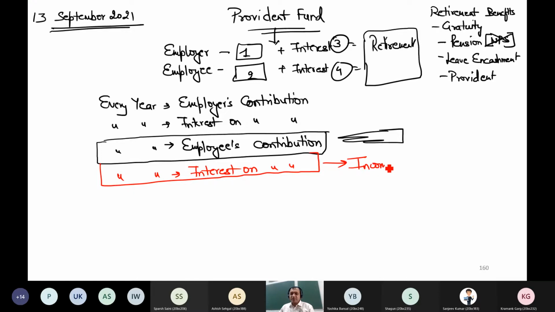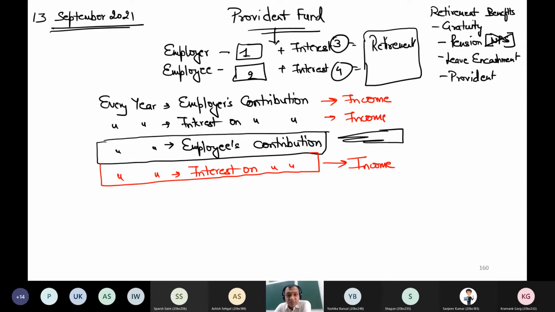Don't you think this is an income? The answer is yes, because it is interest. It was not my interest, but I deposited some amount somewhere and now I'm getting something extra. So this interest is an income. So interest on employer's contribution as well as on employee's contribution is an income.